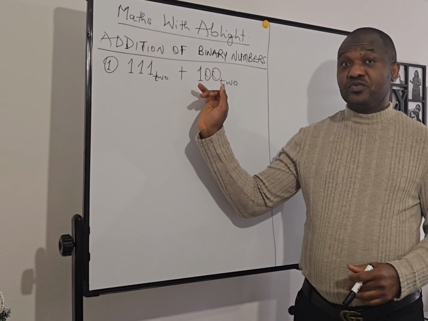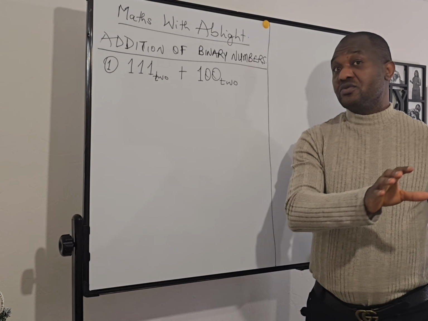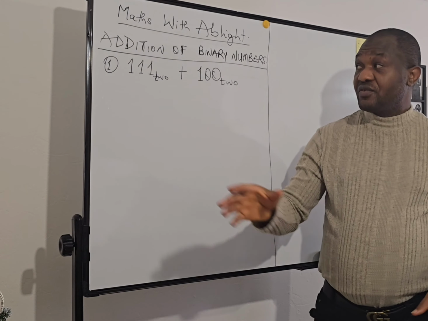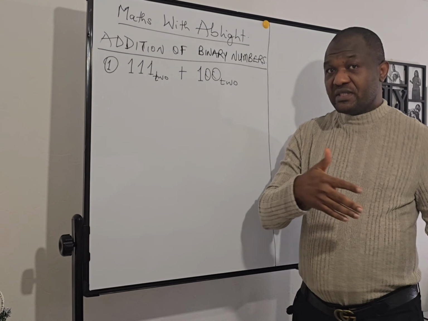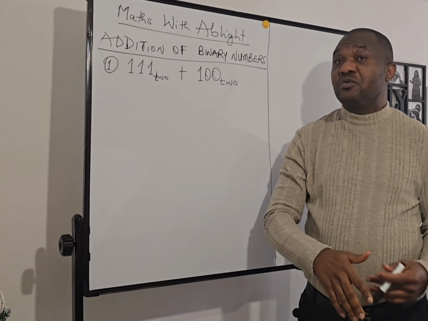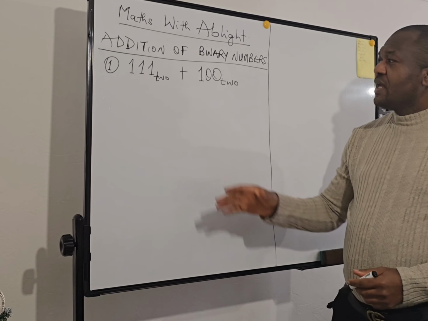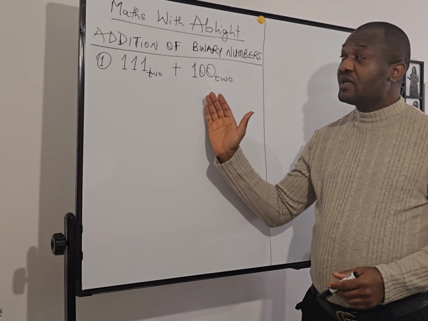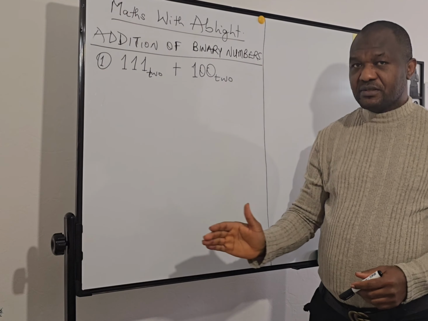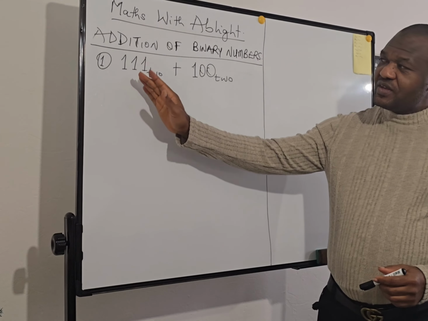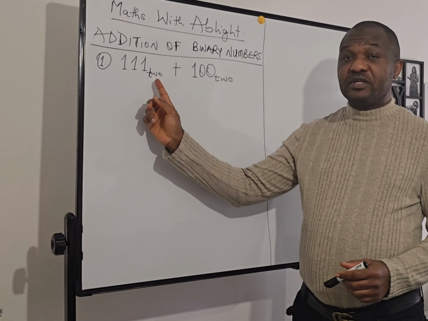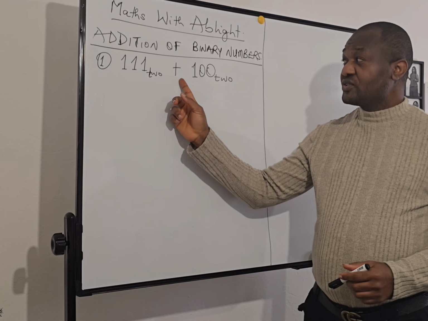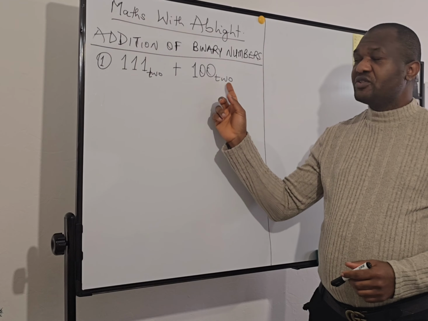This is very useful for those who are computer literate, for coding, encoding and decoding and all of that, programming language. Now we're going to find out how do we add up numbers in base 2, how do we subtract numbers in base 2. When you have, here you have 111 base 2 plus 100 base 2.